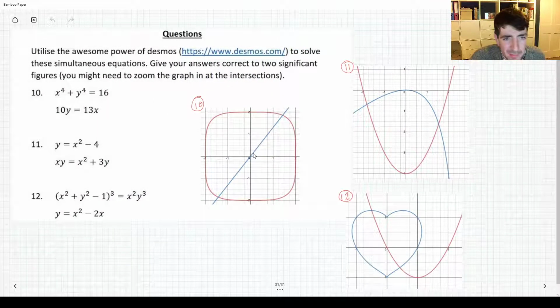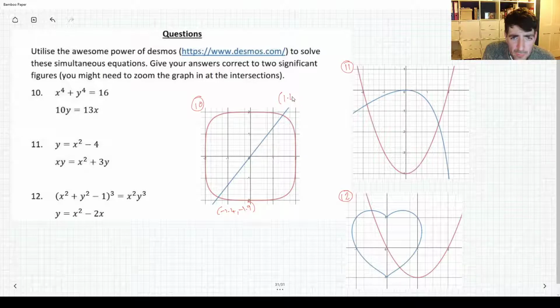Right, so here's my three screenshots from Desmos. So the first one, we've got this sort of squircle and a straight line, and I read off that the answers were, for this one here, minus 1.4 and minus 1.9, and for this one 1.4 and 1.9. Nice bit of symmetry to that one.